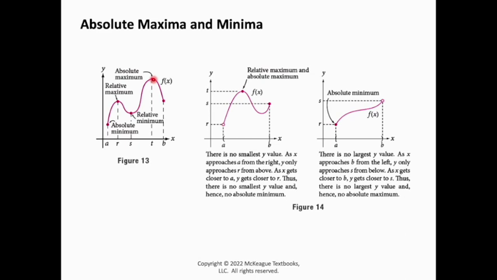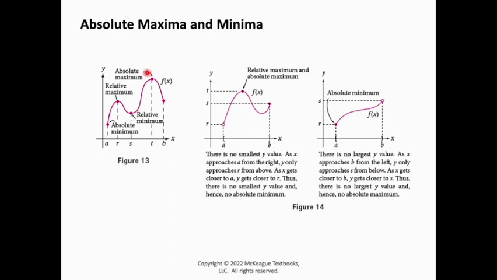So in this case, this is a relative max and an absolute max. It's the top of a hill, so in that neighborhood, it's the highest point. But when you look at this interval, this is the absolute highest point. So this is also considered the maximum, the absolute maximum.